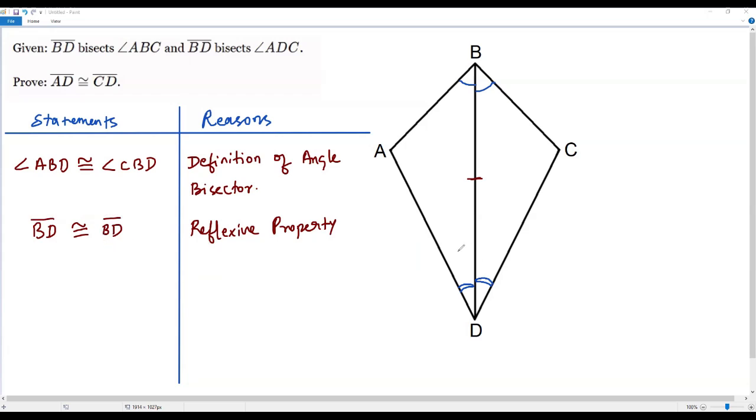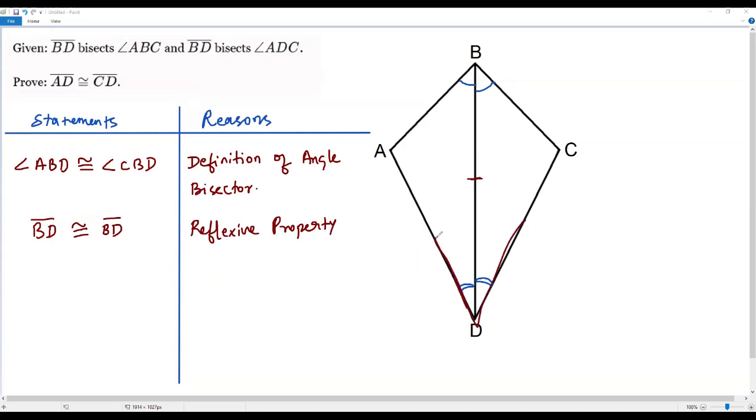Okay, now let me consider the angle measure over here, that is ADB, and the angle measure over here, that is CDB. So these two angle measures are congruent. Already we have discussed this one because the line segment BD bisects the angle measure ADC.